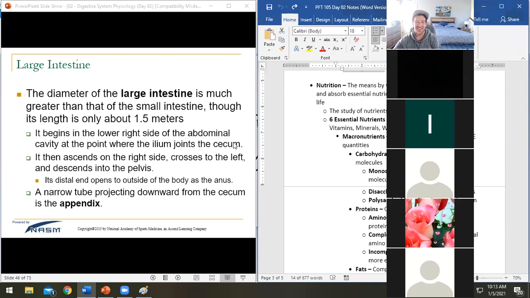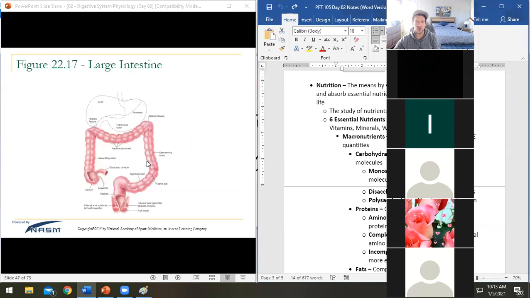So your appendix is this little accessory organ. For years, we didn't really know what it does. When I was in school, for instance, I was taught that we don't really know what the appendix does. They call it a vestigial organ, which means it's a leftover organ that doesn't do anything. And so they were pretty sure it didn't do anything.